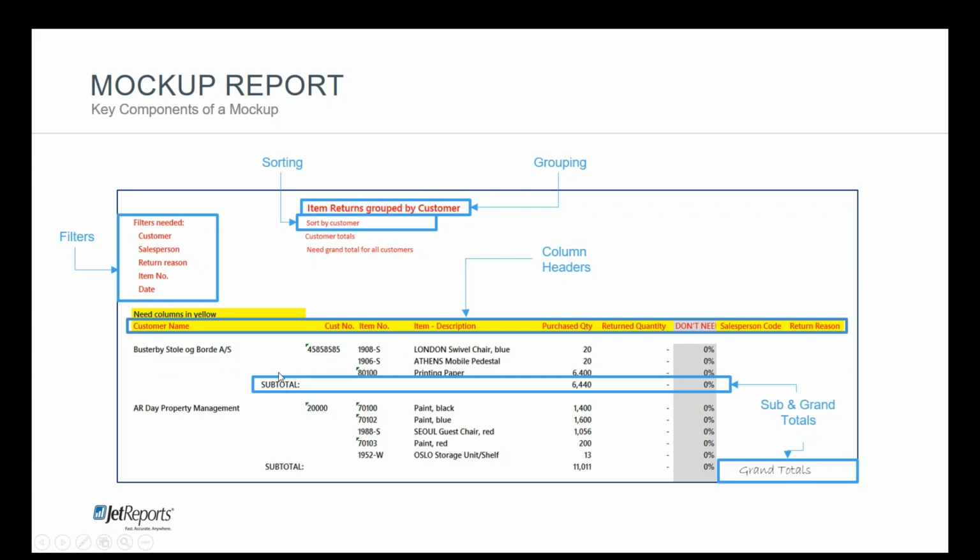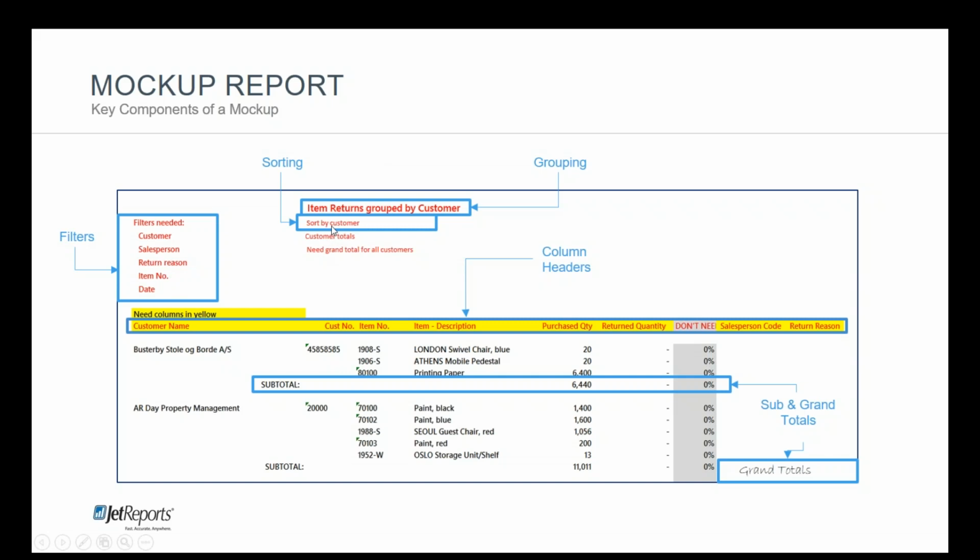And then I need to think about, okay, well, what are the things I need to see? Well, they highlighted these things in yellow. Oh, whatever this was, I don't need to see that. So these are the things that are important to me. Okay? Then I think about my filters. I might need to run it for one or all customers or a salesperson or a return reason. I can see I've got my sorting in here, sort by customer.